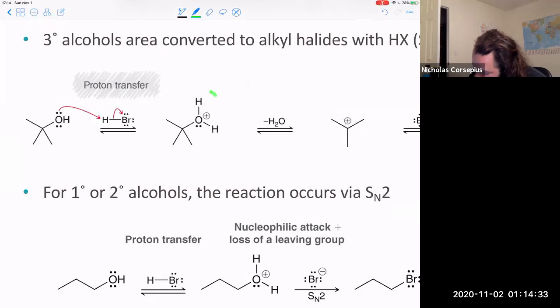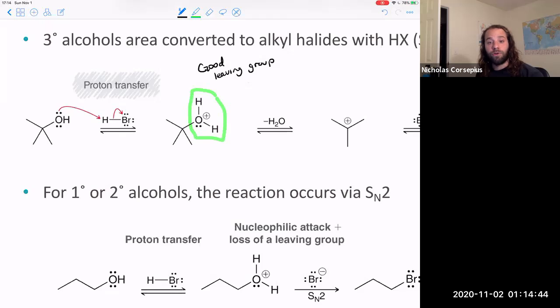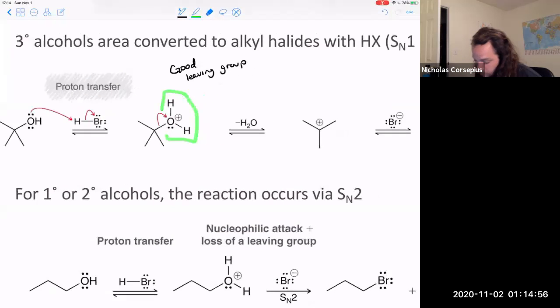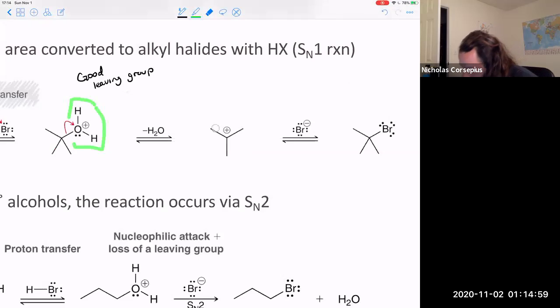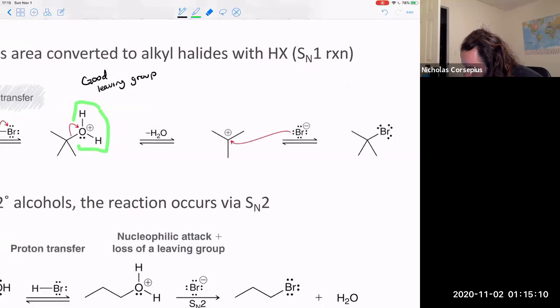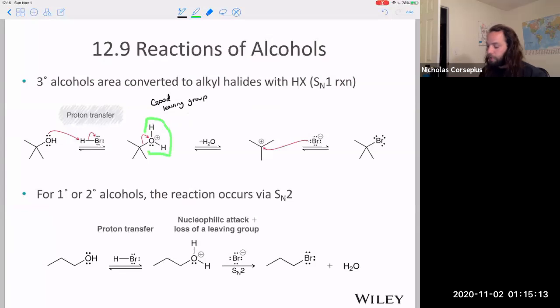What that does is create this right here, and this is a good leaving group. So by protonating an alcohol, we can create a good leaving group. In the case of a tertiary alcohol, that will just fall off, creating a carbocation. We lose water, water will be our leaving group. Now we have this carbocation, and the bromide ion plays the role of a nucleophile and attacks that electrophilic carbocation. That gives us our tertiary alkyl halide.